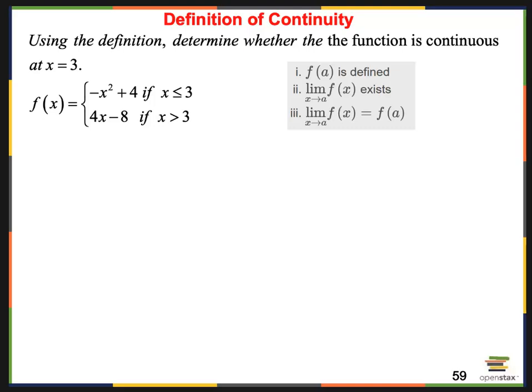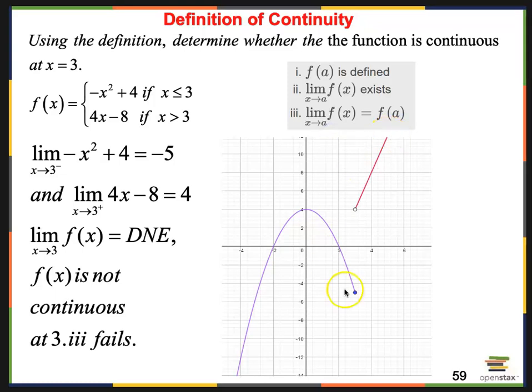Using the definition, determine whether the function is continuous at x equals 3. And here's what we're looking for. These three have to all be satisfied. So let's look. What we've done is graph negative x squared plus 4, and here is 4x minus 8. When x is less than 3, of course, we're looking at the first function. When x is greater than 3, we're using the second function.